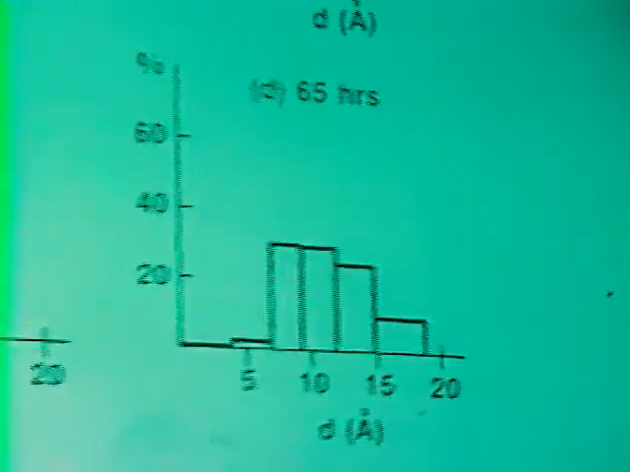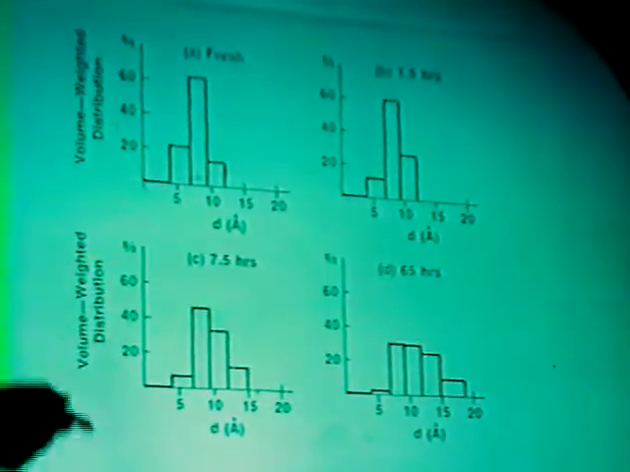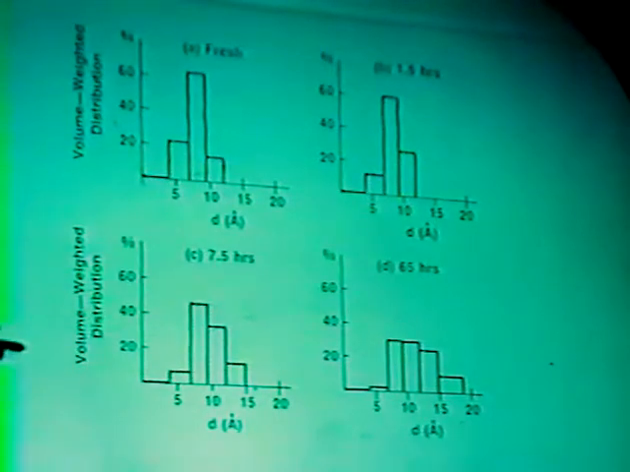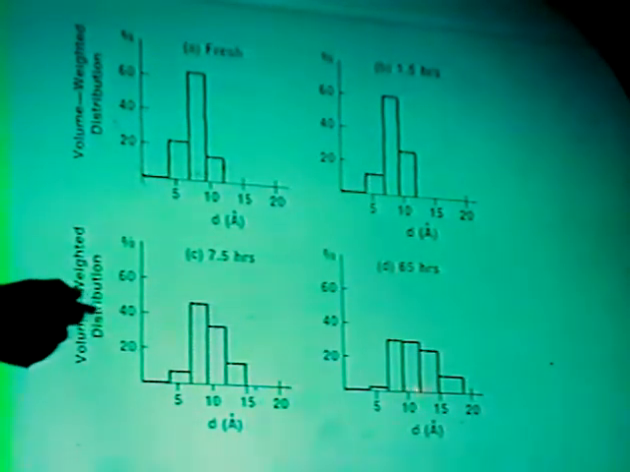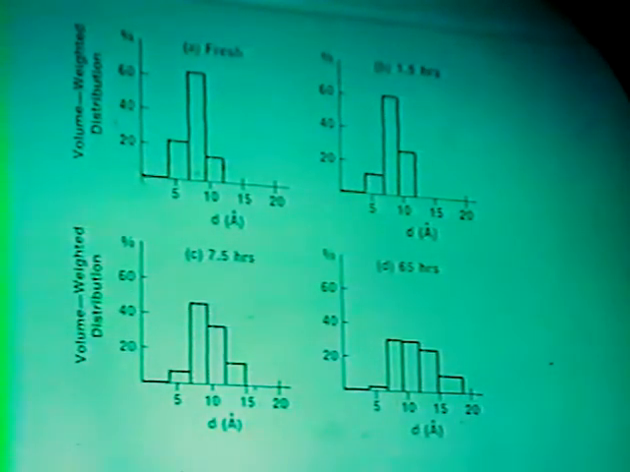So you start out with a fresh catalyst with most everything inside the L zeolite, and in this particular case, it was one of the sulfur poisoning ones. After 65 hours, you get a large fraction of the platinum which is outside the channels of the L zeolite.